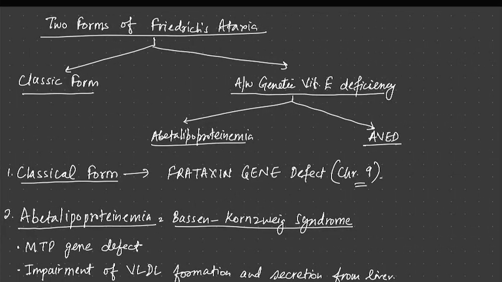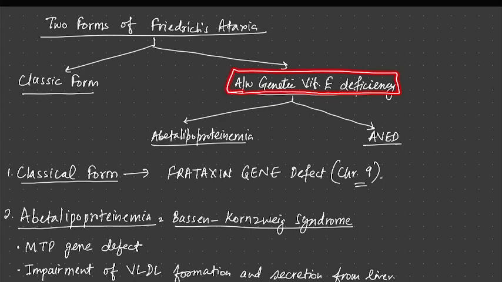Now, two forms of Friedreich ataxia are being delineated based on genetics. See, clinically these two forms are indistinguishable. We can distinguish them only on the basis of genetic sequencing. First is the classic form. In the classic form, there will be a frataxin gene defect, chromosome 9, that we have already discussed. The second form is associated with vitamin E deficiency.